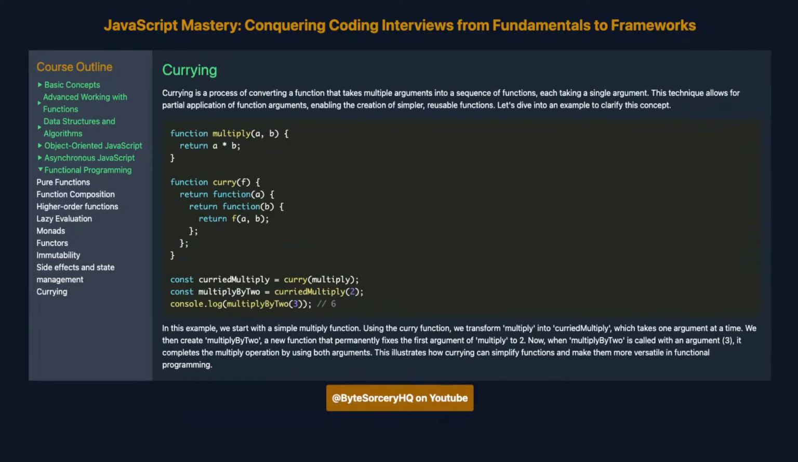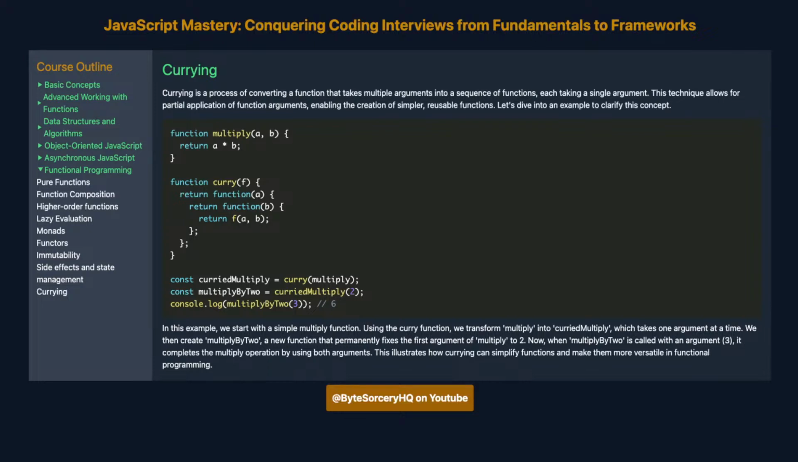Currying. Currying is a process of converting a function that takes multiple arguments into a sequence of functions, each taking a single argument. This technique allows for partial application of function arguments, enabling the creation of simpler, reusable functions. Let's dive into an example to clarify this concept.